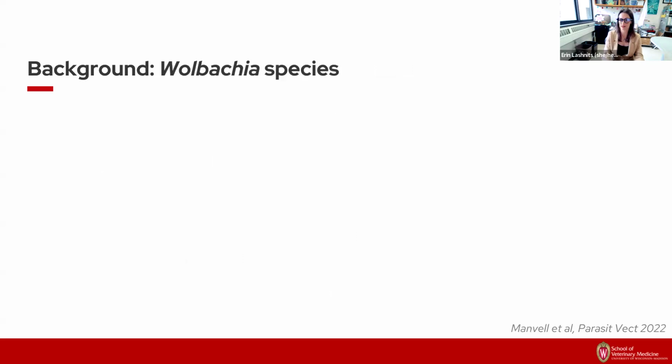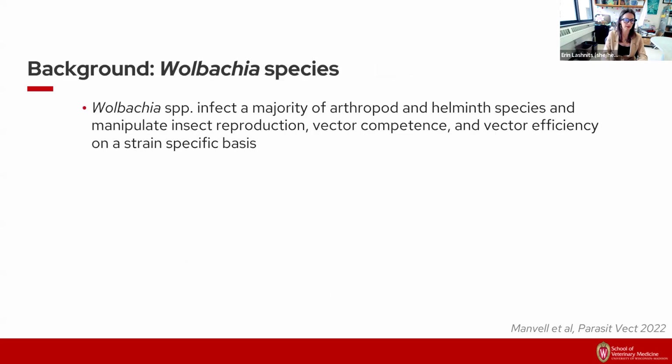So then finally, Wolbachia species. Wolbachia, as you may recognize from other arthropod-borne diseases, is a commensal of various arthropods. Broadly, Wolbachia species infect a majority of arthropods and also helminths. And they can have a huge effect on the vector itself. So they can affect reproduction of these vectors, the vector competence, the efficiency of transmission of pathogens. And that can depend on the Wolbachia strain and how it interacts with different bacteria, the microbiome, and the vector itself.